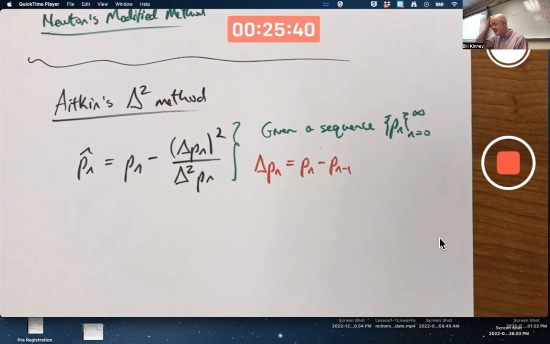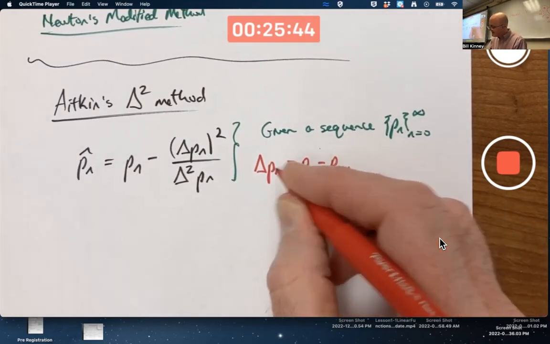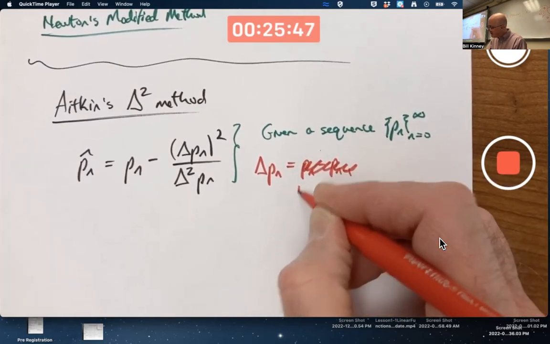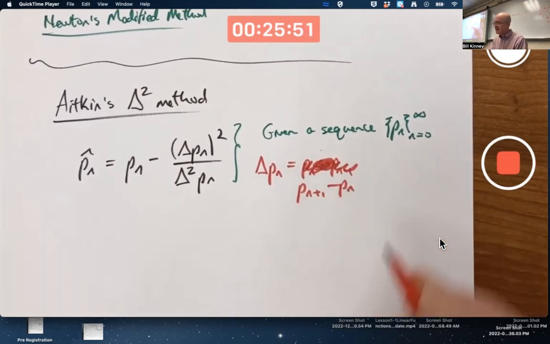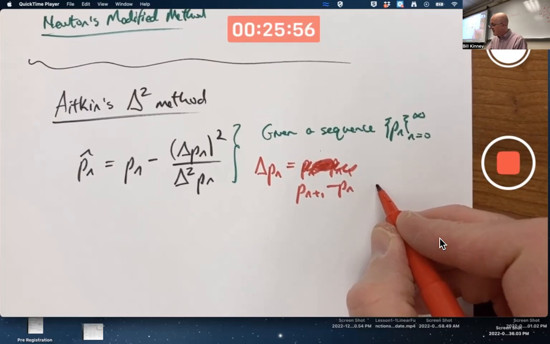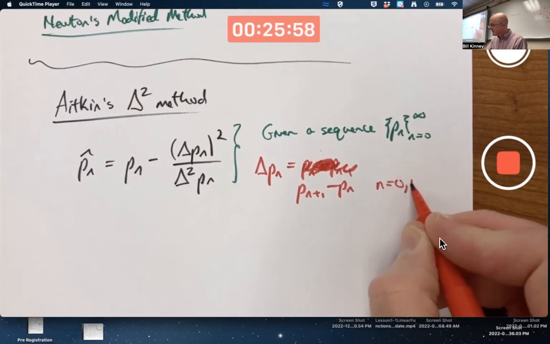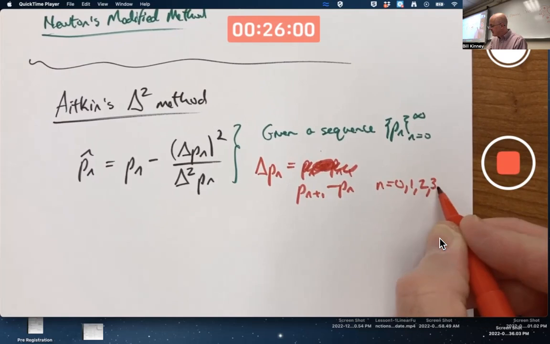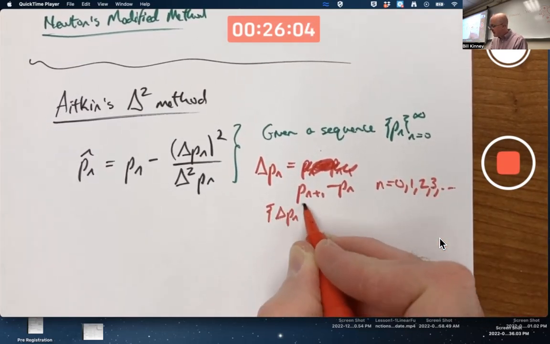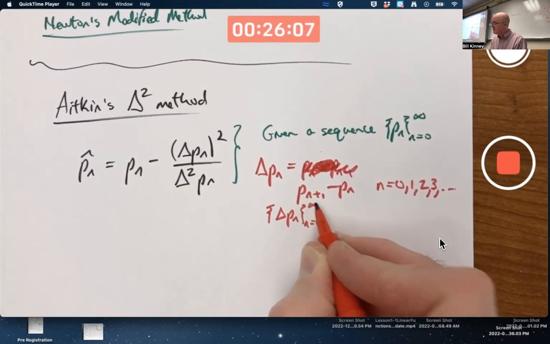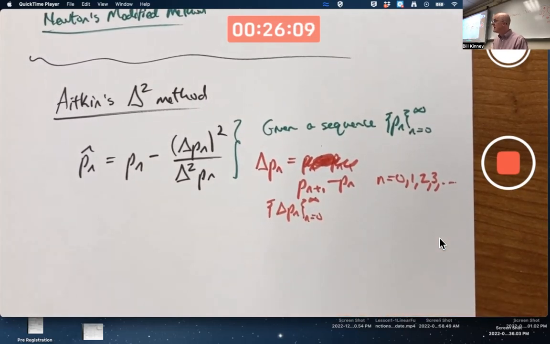And this formula is valid. Oh, you know what? I got it wrong there, and that's bad, actually. It's P sub n plus 1 minus P sub n. The formula I wrote down is not quite the same thing. I want to use this formula for n equals 0, 1, 2, 3, etc. So I'm getting a new sequence that you could write this way. That's a new sequence. I could apply the delta operator to that sequence as well.